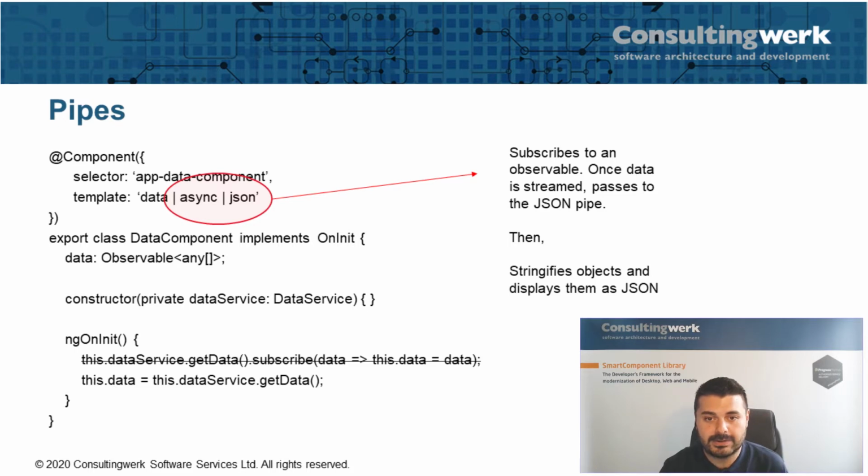But we can further simplify this by not making a subscription to the getData observable and saving the result of that subscription locally. We could save the observable itself and then in our UI template pass it through the async pipe and then further pass it through the JSON pipe. Now the async pipe will do the subscription to the observable for us, and then once the data has been streamed, it's going to be passed to the JSON pipe. Finally, we're going to get the stringified JSON of our data on screen.